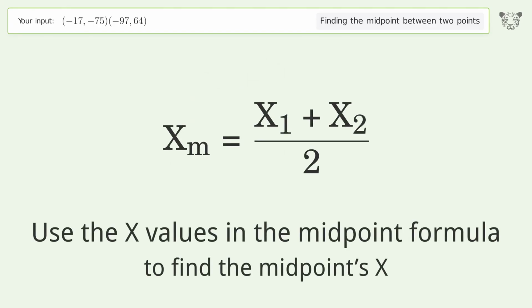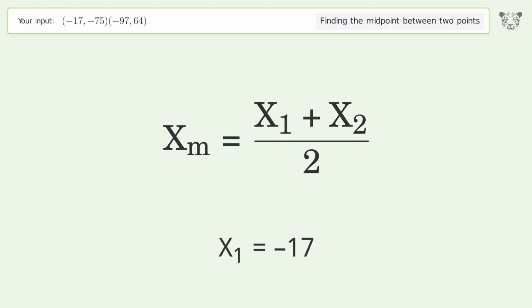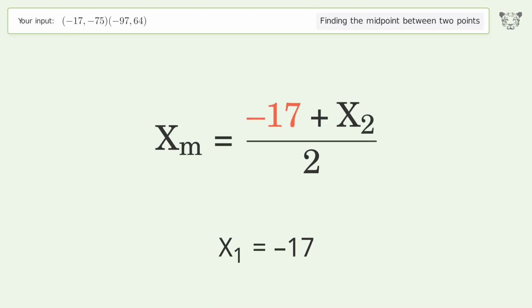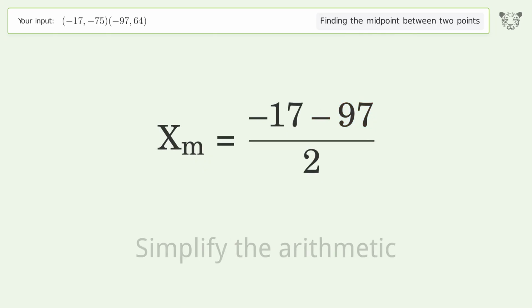Use the x values in the midpoint formula to find the midpoints x. x1 equals -17. x2 equals -97. Simplify the arithmetic.